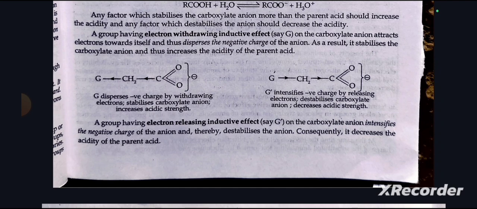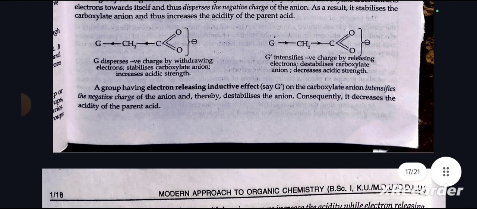GCH2COO negative. G disperses negative charge by withdrawing electrons, stabilizes carboxylate ion, increases acidic character. G dash intensifies negative charge by releasing electrons, destabilizes carboxylate ion, decreases acidic strength.